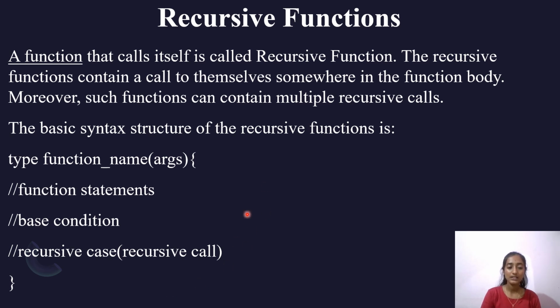The basic syntax of a recursive function is type, function name, args, and these curly brackets define the scope of this particular function. Type has many options, like int and void. Int means it should return some value. Void means it will not return any value.